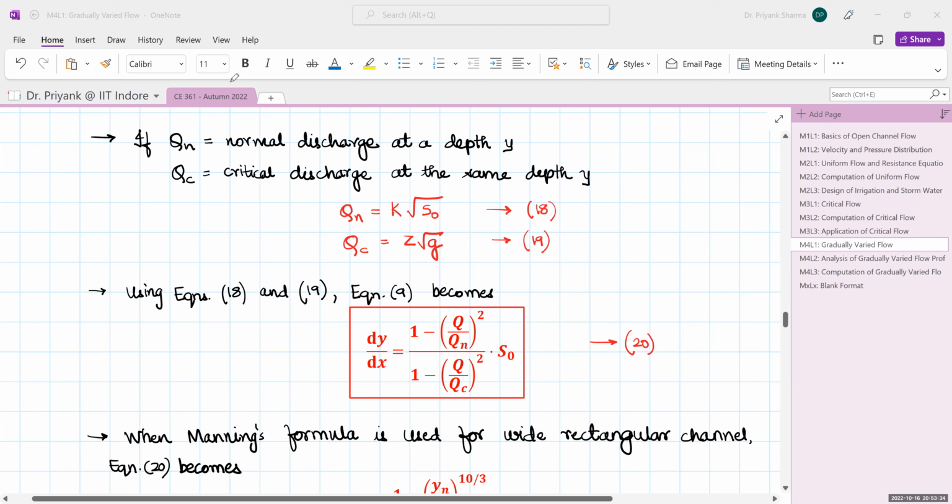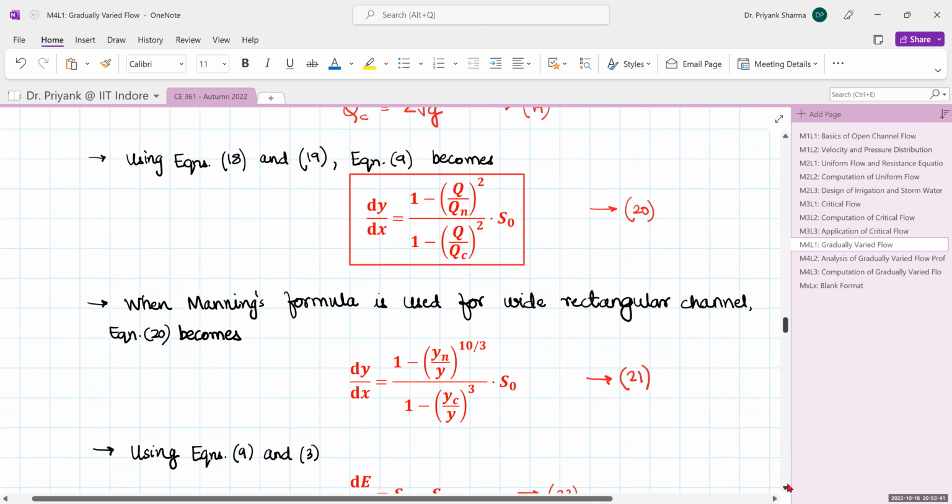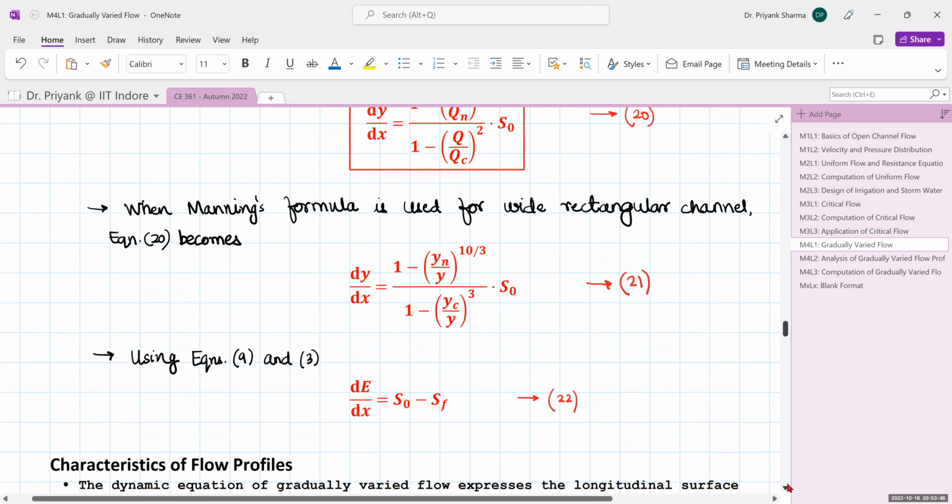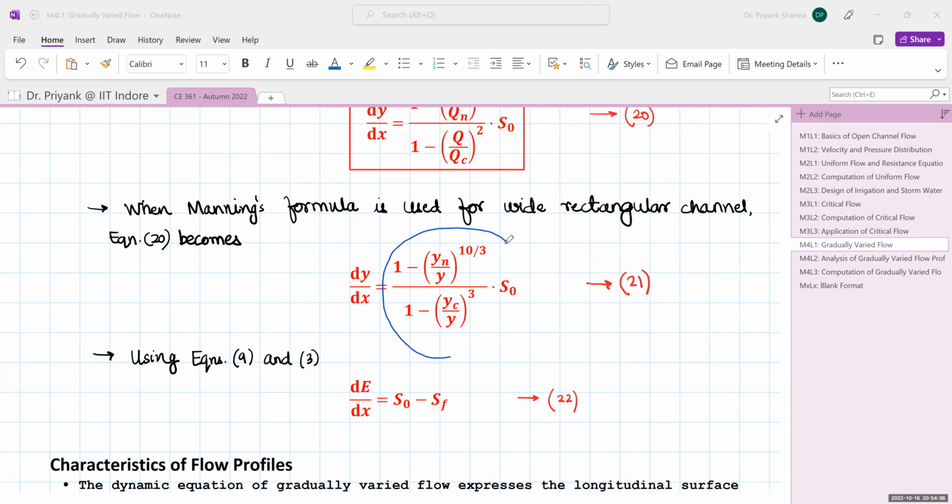So you can express the GVF equation in terms of Froude number, in terms of conveyance, in terms of different discharges. And if we use the Manning's formula, considering a wide rectangular channel, your property R is equal to y. So that property we use, then your equation 20 becomes (1 minus (yn by y) the whole power 10 by 3) divided by (1 minus (yc by y) cube) into S naught. So for a wide rectangular channel you can directly implement this formula.